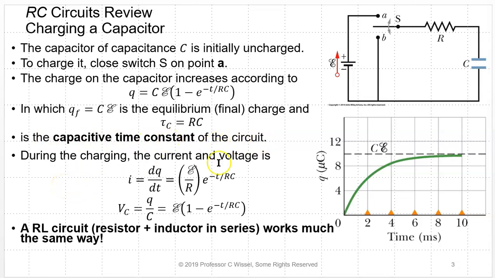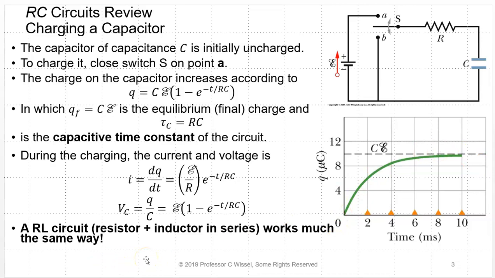During the charging, the current is I equals dQ/dt, which equals EMF divided by R times the exponent minus T over RC. And VC, the voltage across the capacitor, is just Q over C, which equals the EMF times the quantity 1 minus the exponent minus T over RC. And this is a rising curve like this.